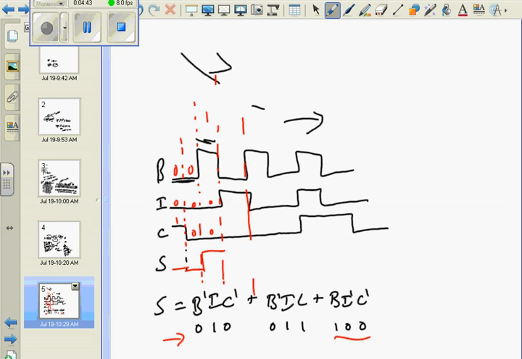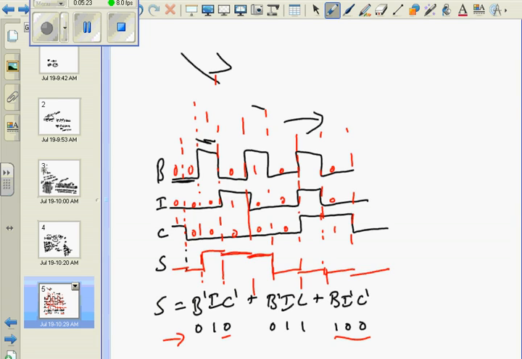Now we look here. We have a 0, 1, 0. A 0, 1, 0 is this case, so this stays high. Now we have a 1, 0, 0. Again, that's going to stay high. Now we have a 0, 0, 0. That's going to go low. Now we have a 1, 1, 1. That's going to stay low. And we have a 0, 0, 1. That's going to stay low. And a 0, 0, 0. It's going to stay low.